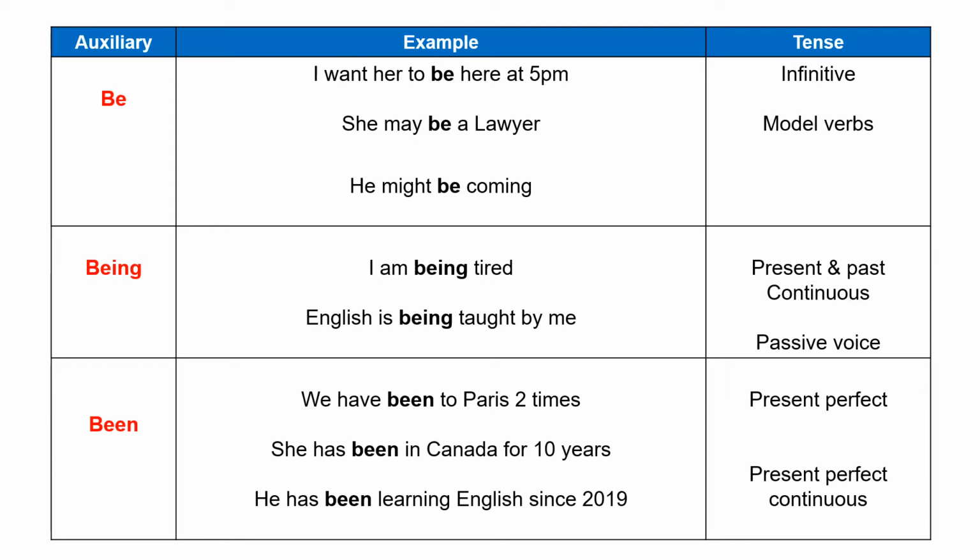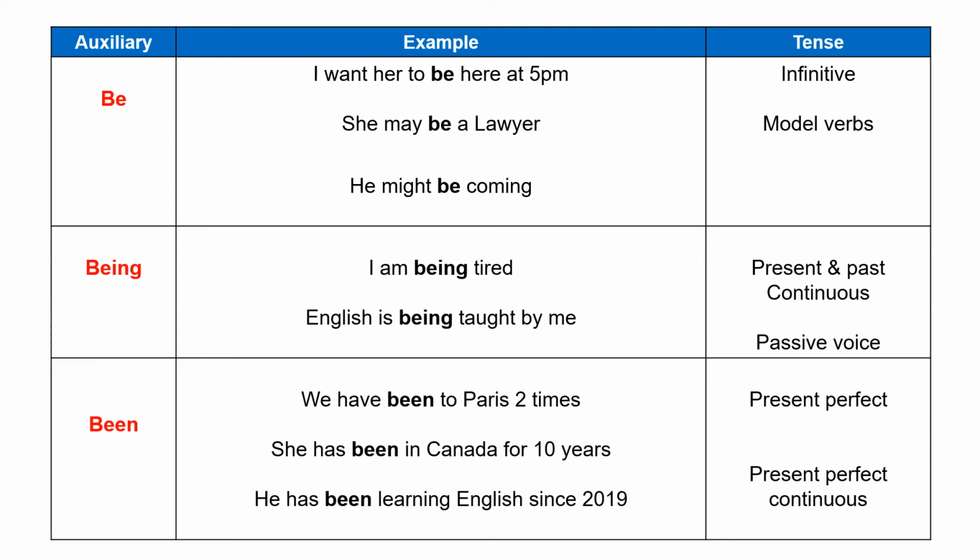In this sentence, being has been used to show temporary state. Next, passive voice example: English is being taught by me. Next auxiliary verb, been. Been is used in present perfect and present perfect continuous tenses.